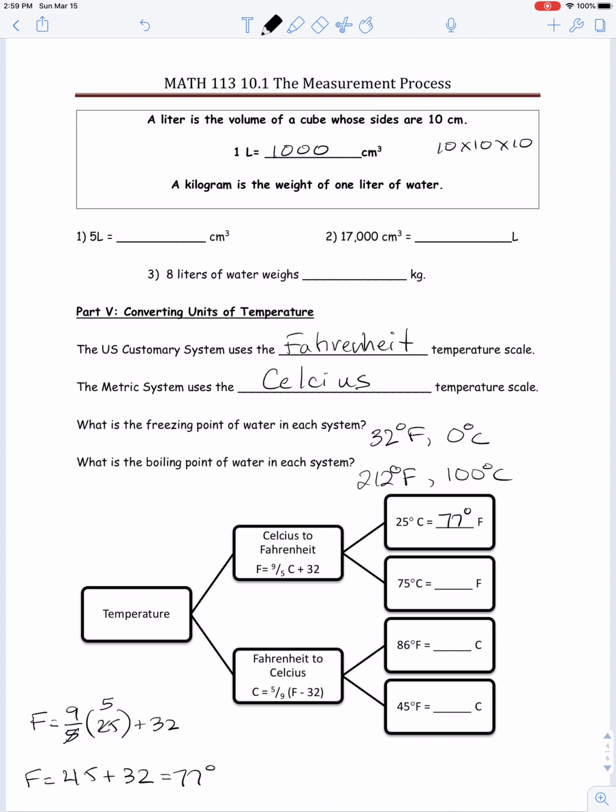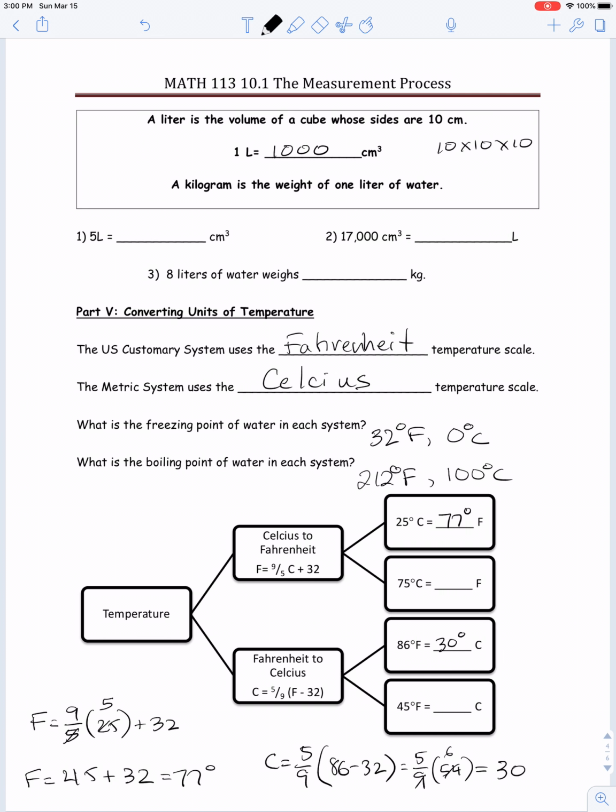And if we wanted to do the same thing but in reverse, let's say we wanted to figure out what 86 degrees Fahrenheit was in Celsius, we'd use the bottom formula. So C equals 5/9 times 86 minus 32. So 86 minus 32 is 54. So 9 goes into 54 6 times. So 5 times 6 would be 30 degrees Celsius.